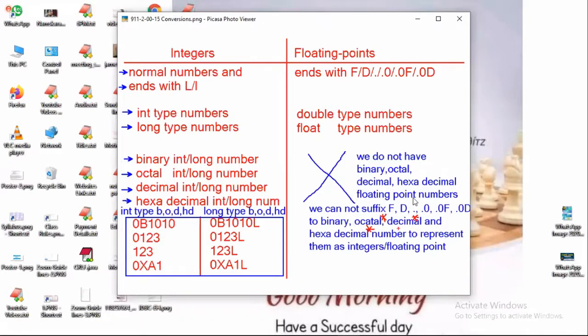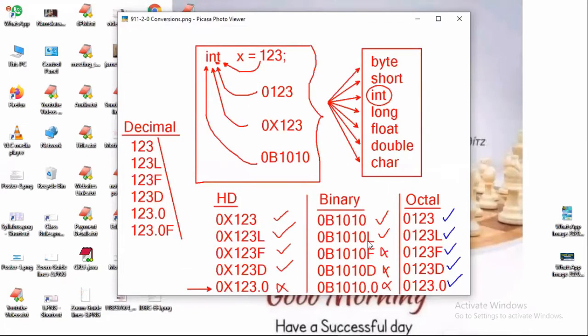But there are conditions that apply with octal. If you write it to octal, no compile time error. Decimal, no compile time error. Hexadecimal, no compile time error. But in hexadecimal, there is a specialty, you have to use P. And look at there, what are the errors and what are not errors. Just now I covered. Decimal 123, 123L, 123F, 123D, 123.0, 123.0F, all are allowed.